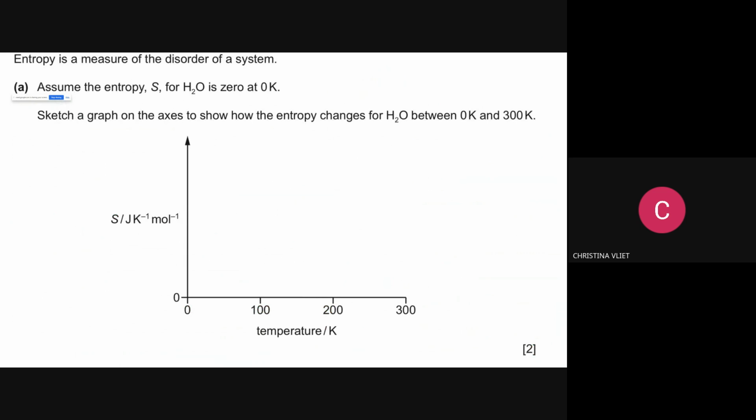All right, I wanted to include this question. I think something like this shows up in the textbook, first of all, and it is somewhat common to show up. You love graphing questions, don't you? Entropy is a measure of disorder. Assume the entropy for water is 0 at 0 Kelvin. Could you sketch a graph to show how the entropy changes for water between 0 and 300 Kelvin? Is it a linear change or not?